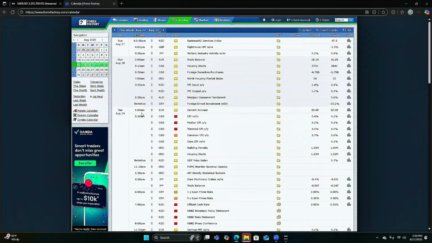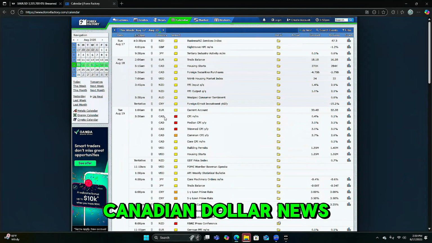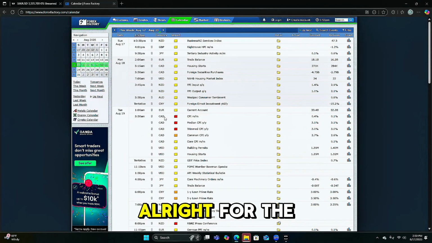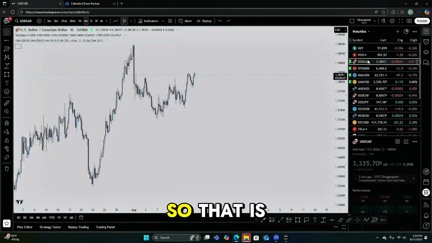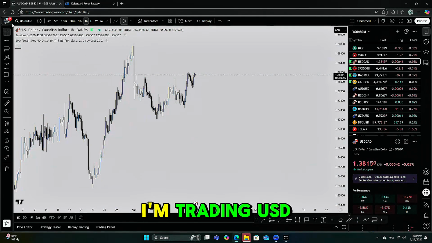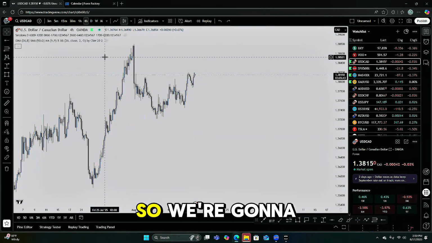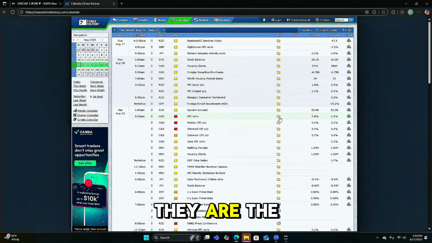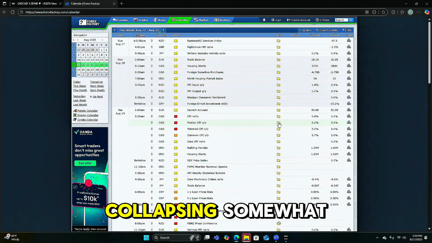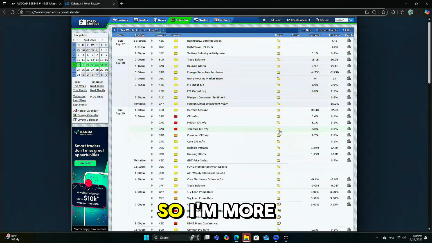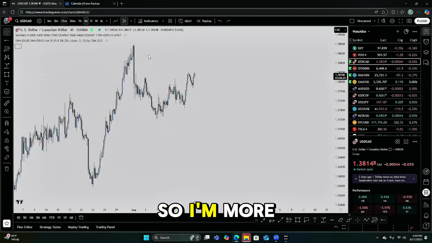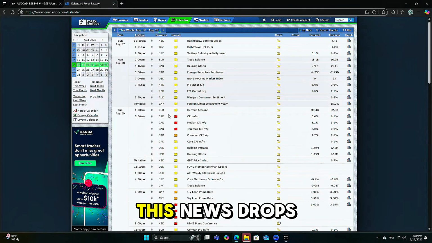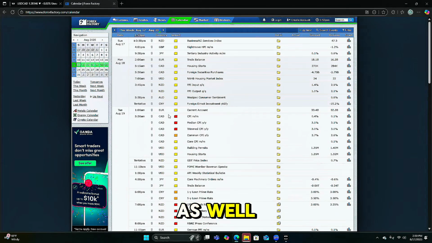All right. So on Tuesday we do have Canadian dollar news for the CAD. That is one of the pairs that I am trading. I'm trading USD CAD, so we're going to see what's going on Tuesday for the Canadian dollar. The Canadian dollar is collapsing somewhat, so I'm more on the buying side based off setup. Hopefully when this news drops, it goes in my favor. I will be live recording that as well.